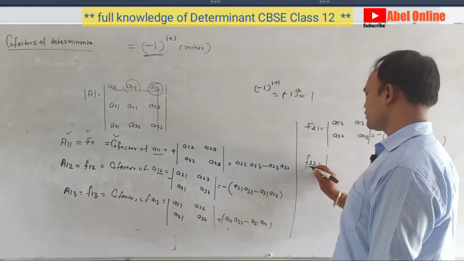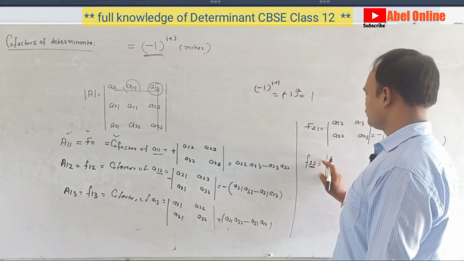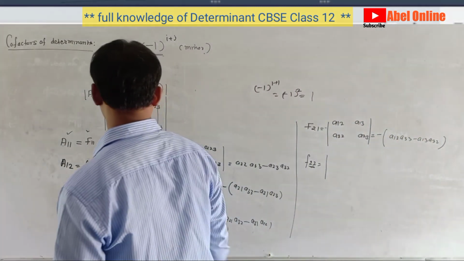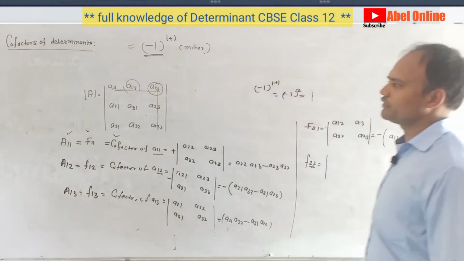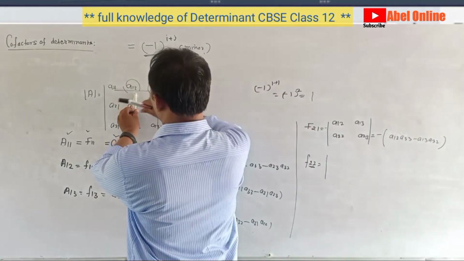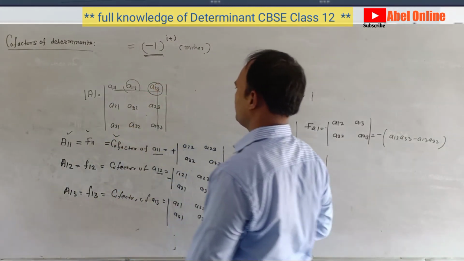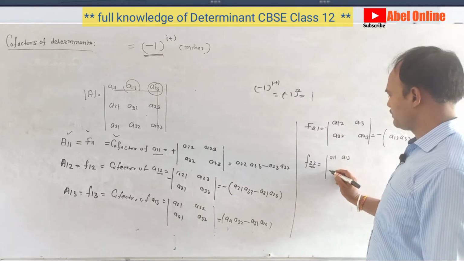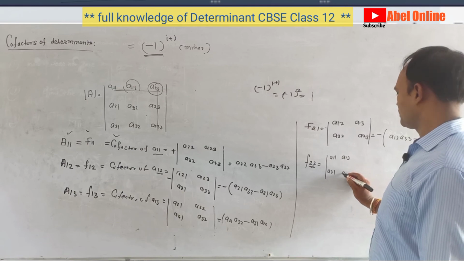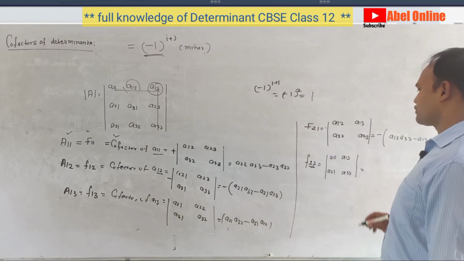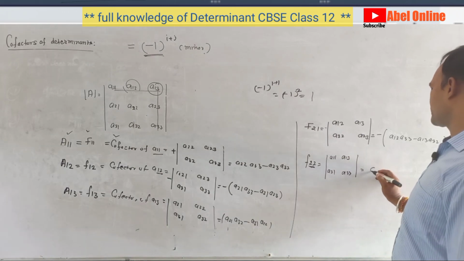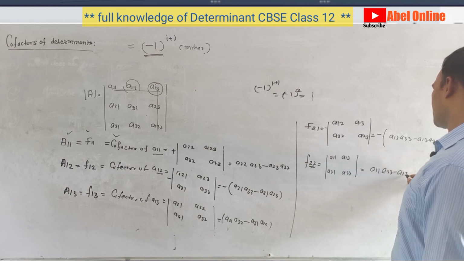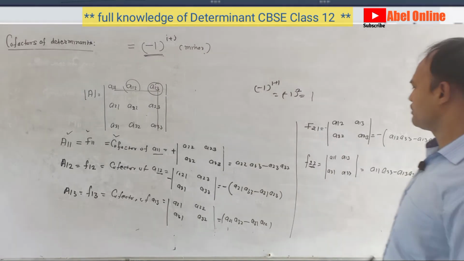Now F22. What about F22? 2 plus 2, it is a 4, so it is an even number. So use a positive sign. Okay. When we are talking about A22, just eliminate this row and this column. The remaining part is A11, A13, A31, A33. 2 plus 2, it is a positive sign. So the data is the same: A11 A33 minus A13 A31.